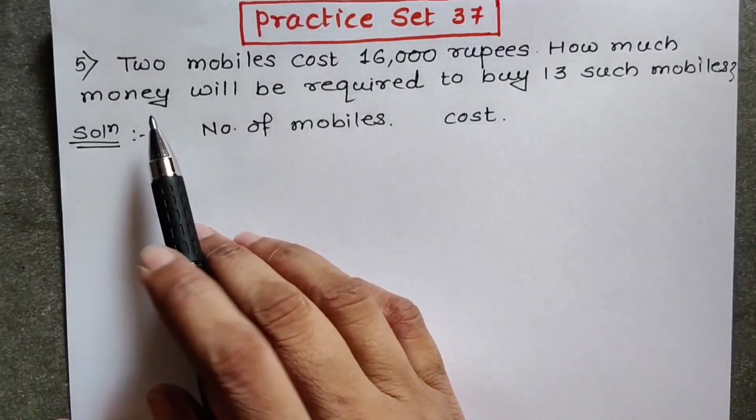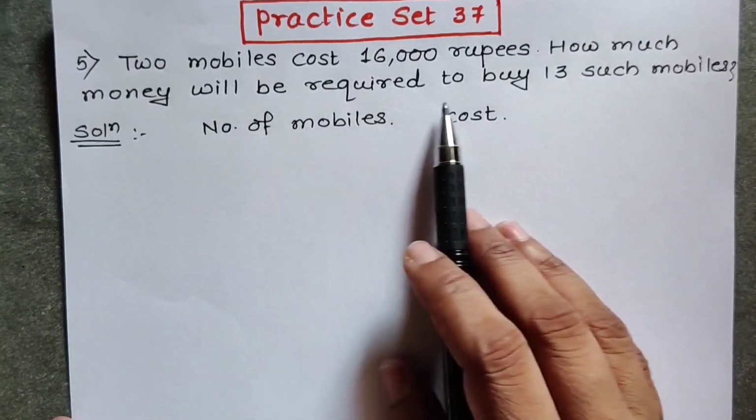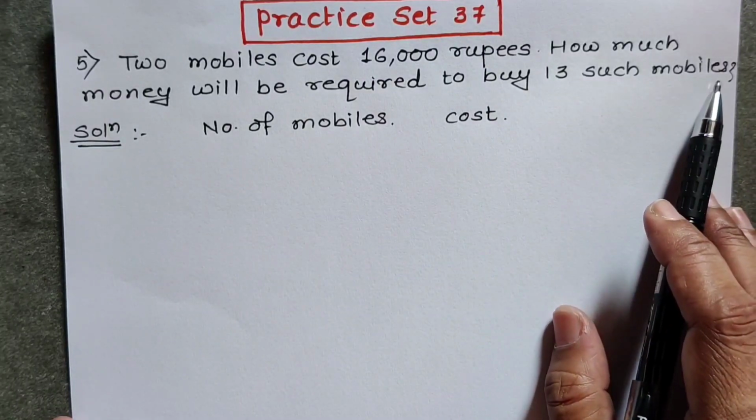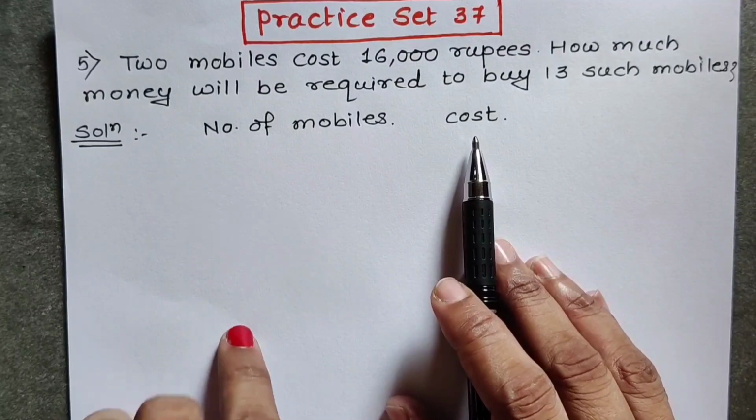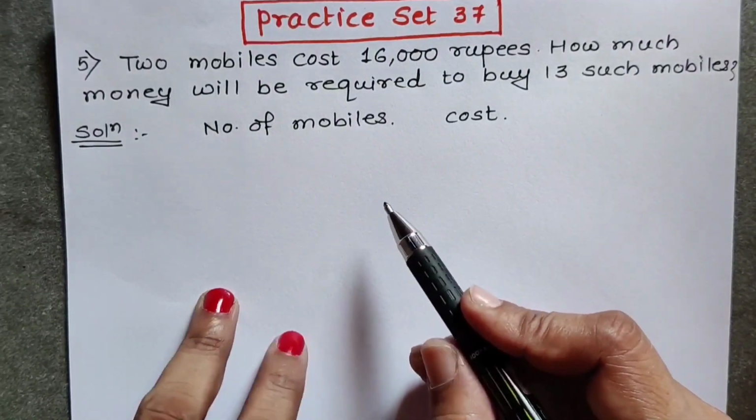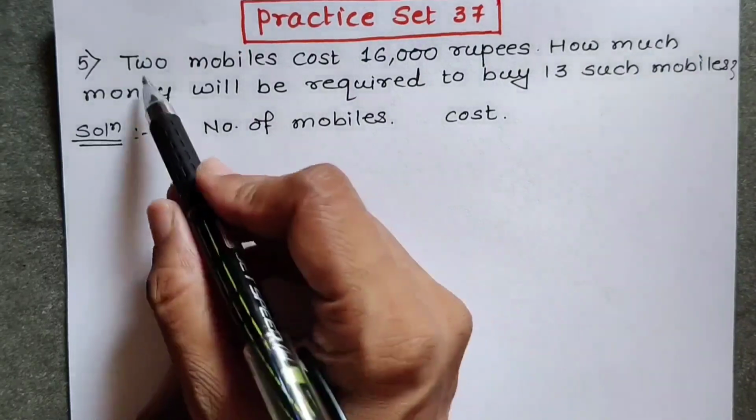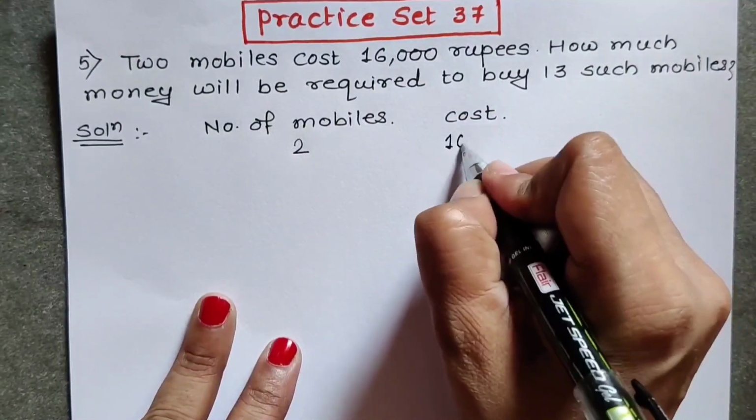Question number 5. Two mobiles cost 16,000 rupees. How much money will be required to buy 13 such mobiles? So this is an example about number of mobiles and their cost. So let us check what type of proportion is there. First we will write the number of mobiles. First there are 2 mobiles. For 2 mobiles its cost is 16,000 rupees.